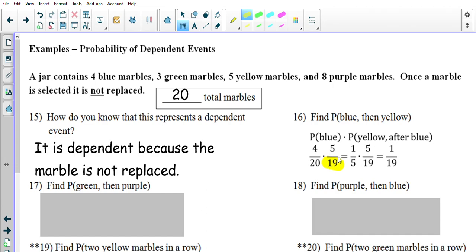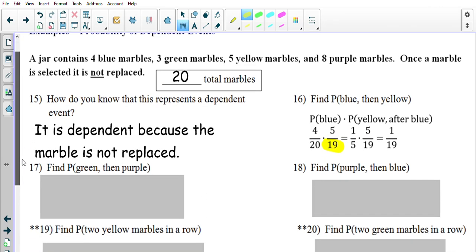We didn't take out all 4 of the blues. We took out 1 blue. We did not replace it. So now we have 19 marbles left. So it's not 4/20ths times 5/20ths. It's 4/20ths times 5/19ths, which is going to get us a final solution of 1/19.